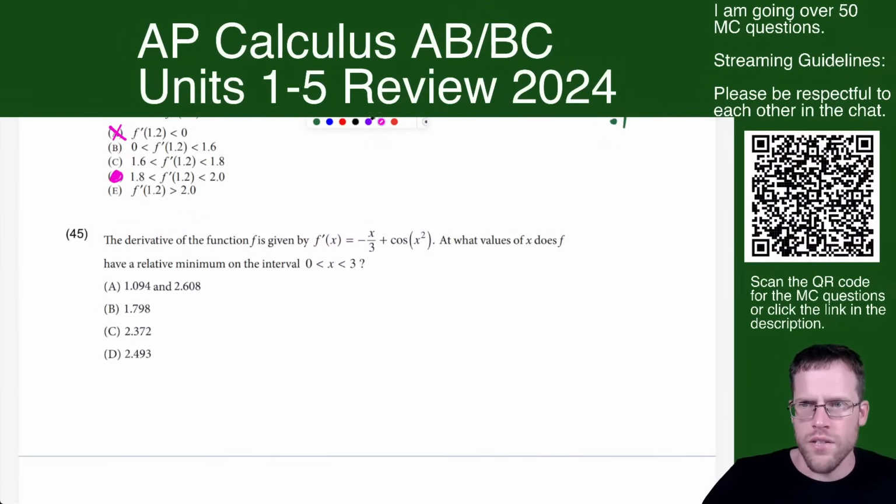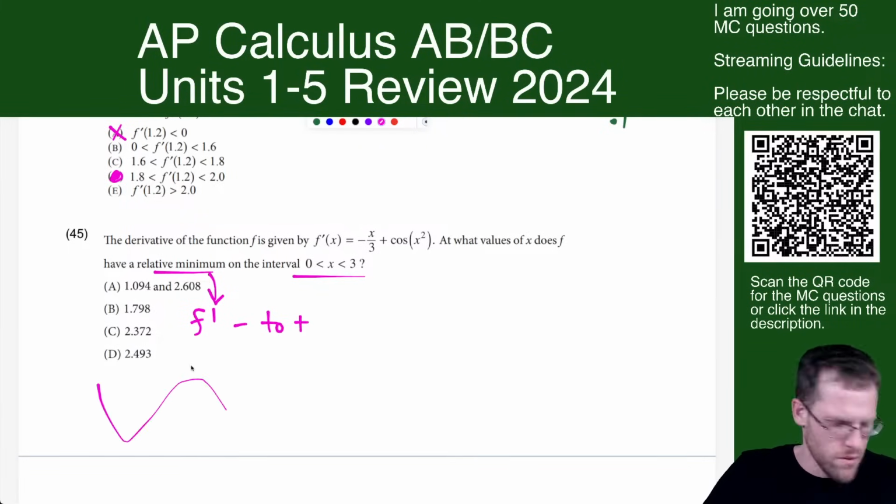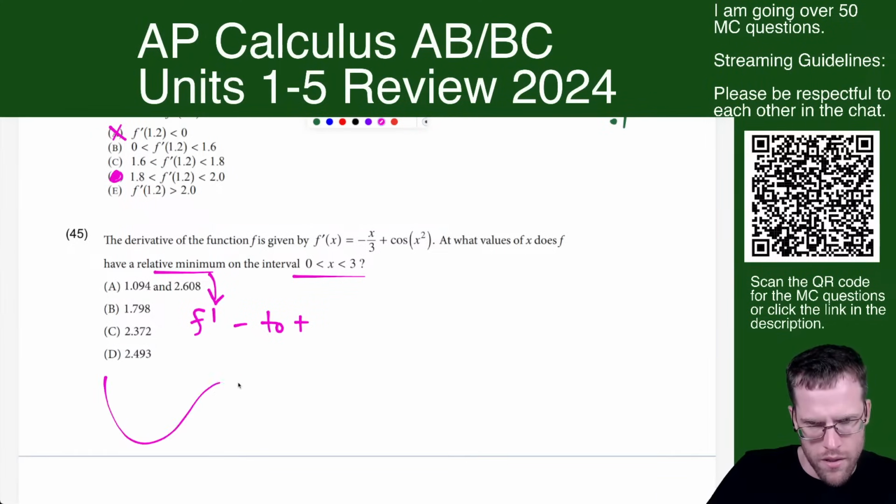All right, so let's see here. We have the derivative f prime. At what values of x does f have a relative minimum? We want a relative minimum on 0, 3. So relative minimum is when f prime changes from negative to positive. If you forget this, let me try to draw that again. That's better. So here is a relative or local minimum.